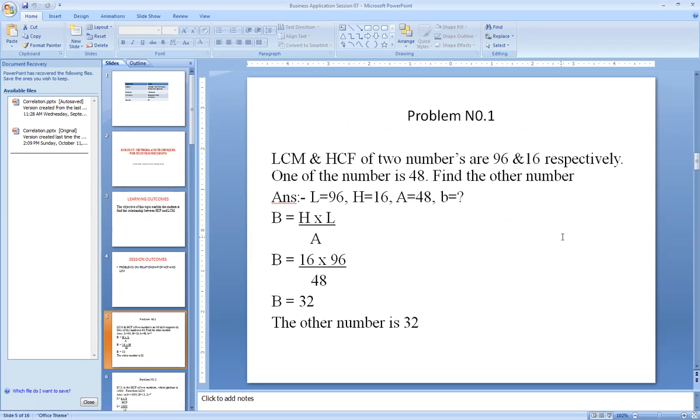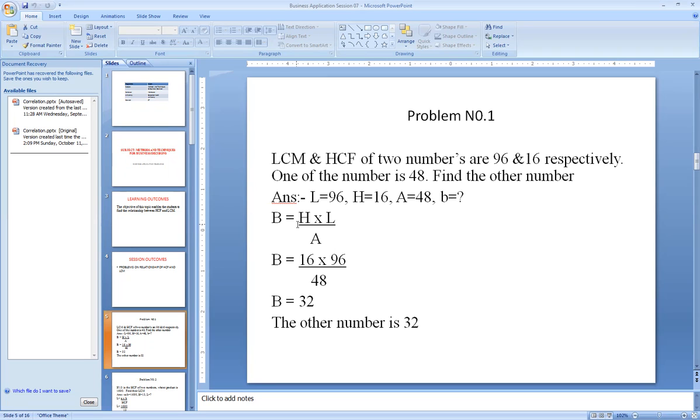There is an equation that the product of two numbers is equal to the product of HCF and LCM. So H into L is equal to A into B is the equation. Here the given values are LCM equals 96 and HCF equals 16, and one of the numbers we can assume as either A or B. Here we have assumed the given number as A, and we are going to calculate the value of B. So A into B is equal to H into L.